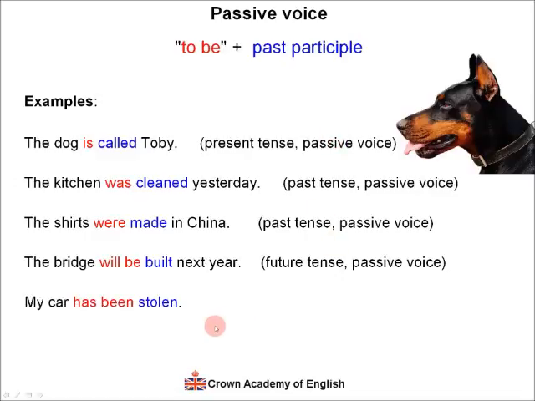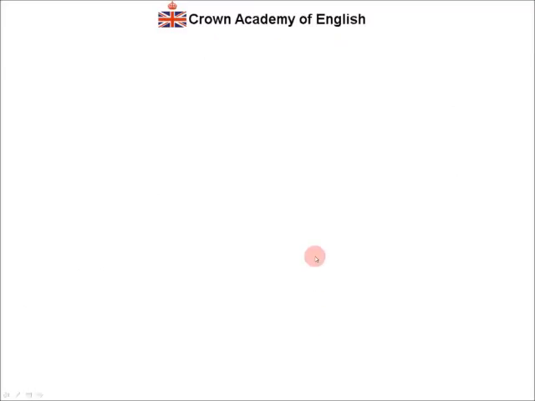And the final example is my car has been stolen. This is very common when we say this when we no longer have our car. We say my car has been stolen. And this is the present perfect tense passive voice. So has been is the present perfect of the verb to be. And stolen is the past participle form of the verb steal. S-T-E-A-L. So it is an irregular verb. Stolen. Okay? So there we are.